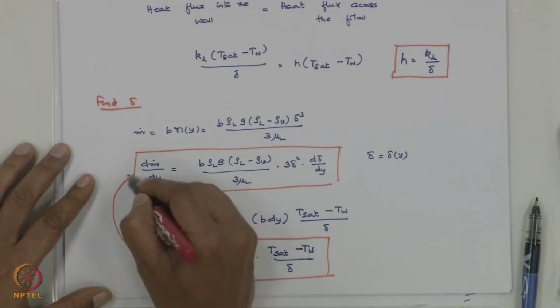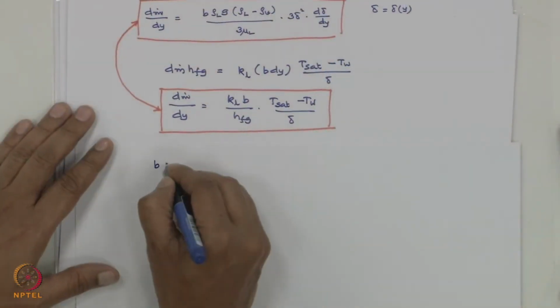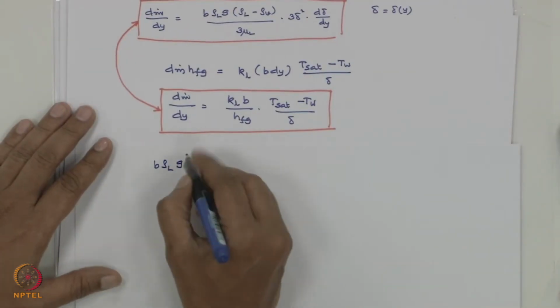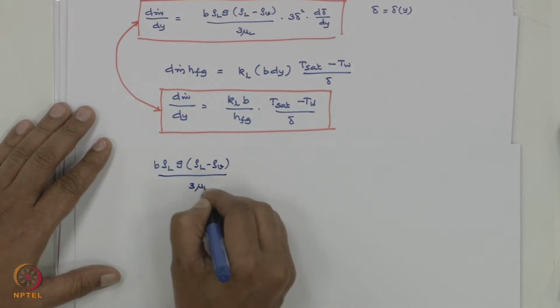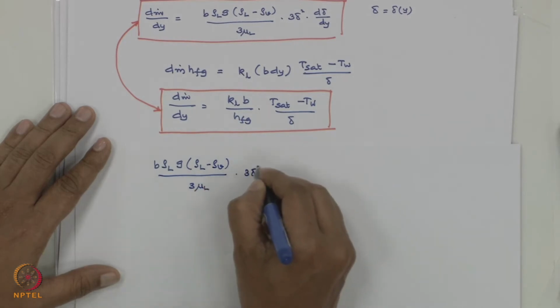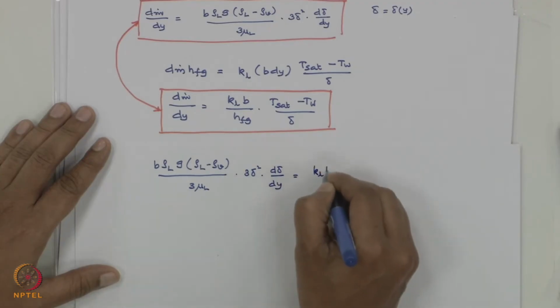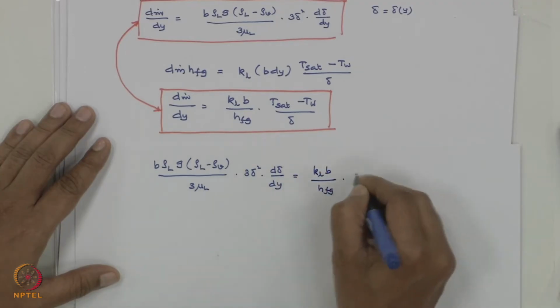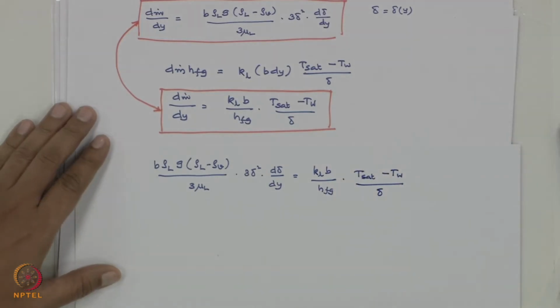Comparing these two equations, both are the same. So if you compare these two equations, what I get is b rho L into g into (rho L minus rho v) upon 3 mu L into 3 delta squared into d delta by dy is equal to K L b upon h fg into (T sat minus T wall) upon delta.